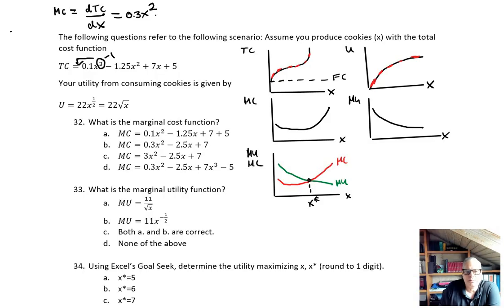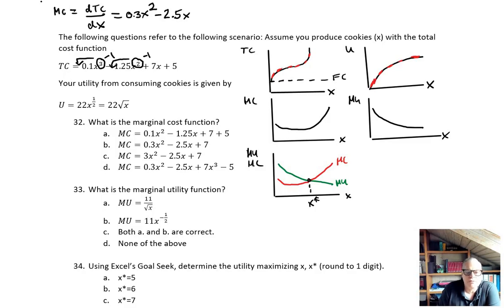Then the next term we have a minus. So we take again the exponent and put it in front. So now we have 2 times negative 1.25, so that's negative 2.5x, but now we have to subtract from that exponent 2, we have to subtract 1, so we are left with a 1, but that 1 is typically invisible.